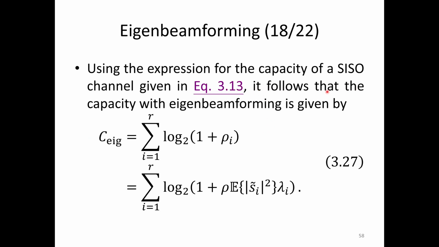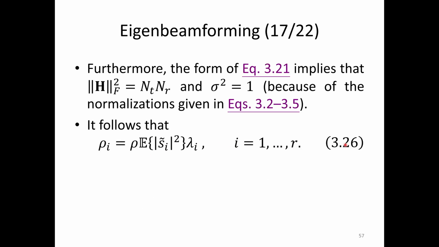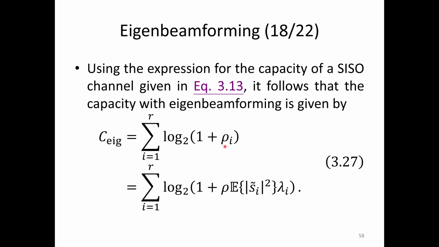It follows that the capacity with eigenbeamforming is given by CEIG is equal to summation I is equal to 1 to R, log 2 of 1 plus rho I, and rho I can be replaced by equation 3.26. That is, rho I is equal to rho times the expectation of square of the absolute value of S tilde I times lambda I.